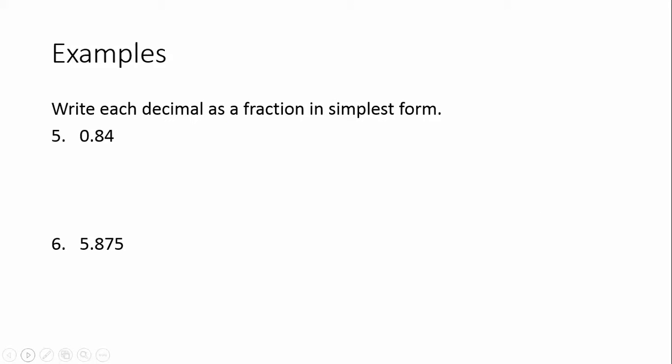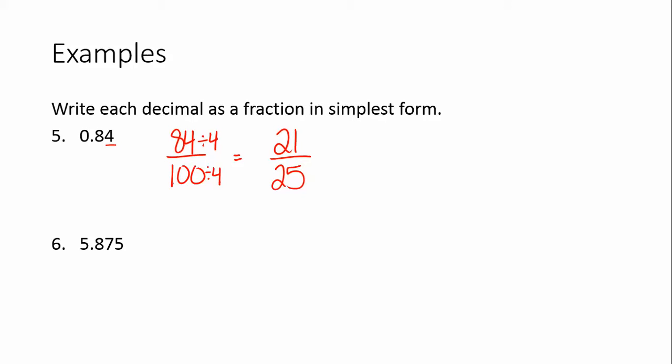Write each decimal as a fraction in simplest form, paying attention to the last digit in the decimal. So here we have 0.84 or 84 hundredths. That 4 is in the hundredths place, so that means we write 84/100, and then we need to start dividing. I know that 84 and 100 are both divisible by 2. They're also both divisible by 4. So 84/100 becomes 21 over 25, and that is in simplest form.